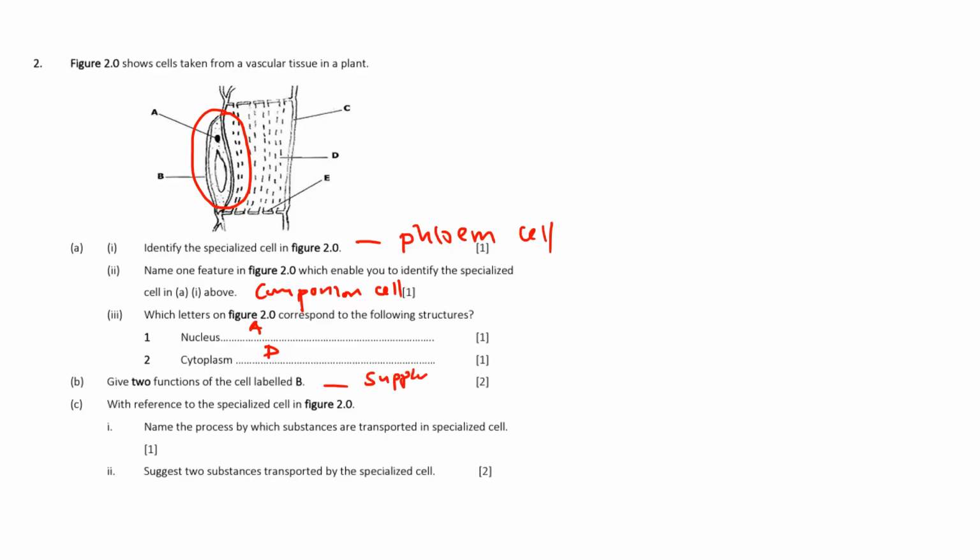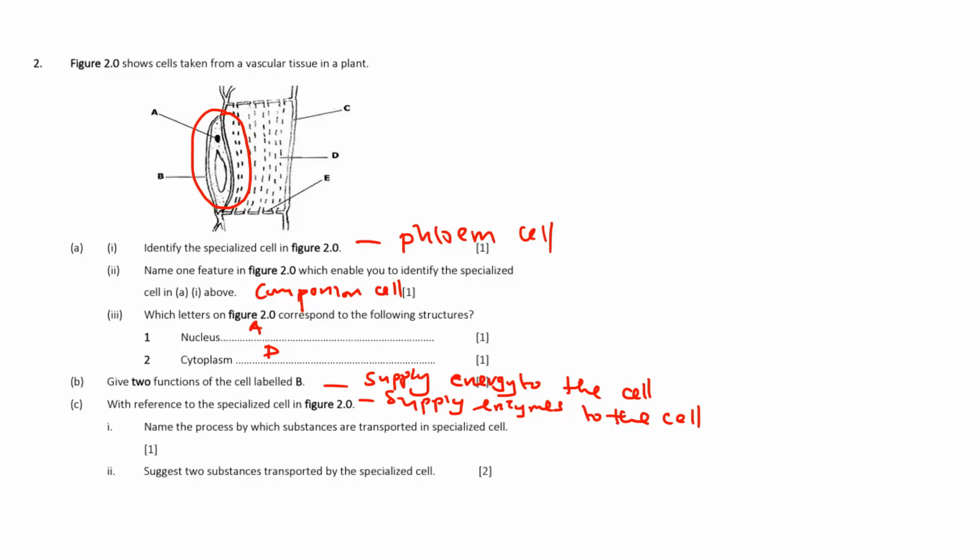Okay, so one function is to supply energy to the cell. And by the way, give two functions of a cell labeled B. The cell labeled B is the companion cell. So one, supply energy to the cell. Aside from that, supply enzymes to the cell. What do you think are other functions of the companion cell? Let me know. Let us proceed to see.